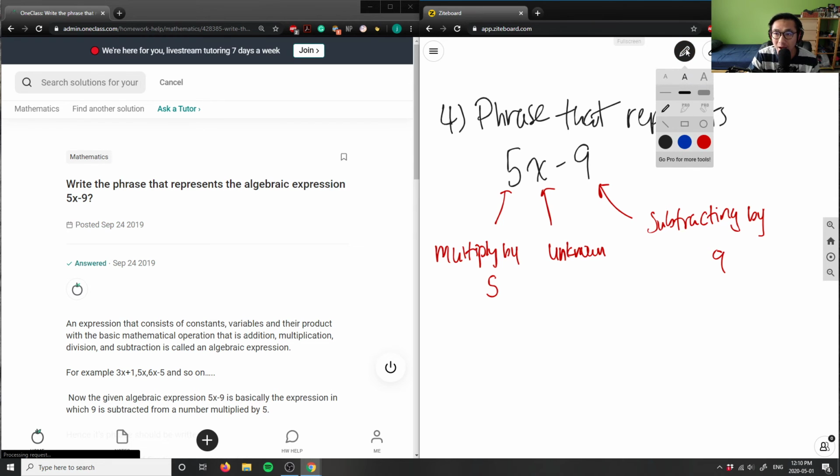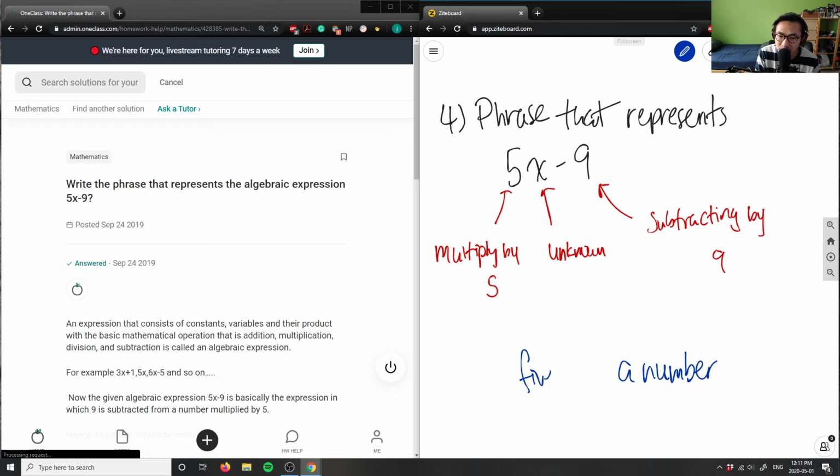So in order for me to write a phrase that represents this, it's going to be simply an unknown first, because I care about my unknown first. So I can say 9 take away 5 times a number, right? Because this unknown is simply just a number. Multiplying by 5, I can say 5 times a number. 5 times a number is 5x, and then I'm taking away 9, right? So 9 take away 5 times a number would be my correct answer for a phrase that represents 5x minus 9.